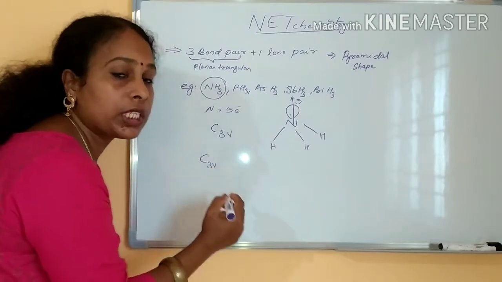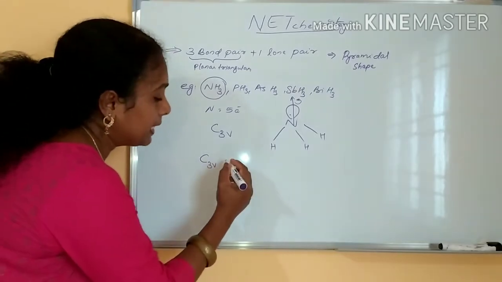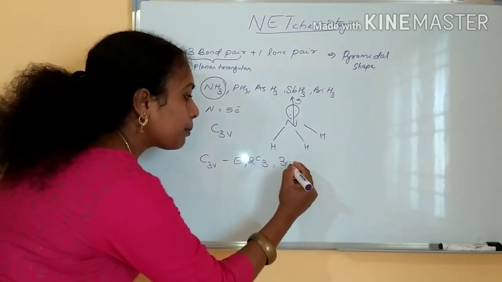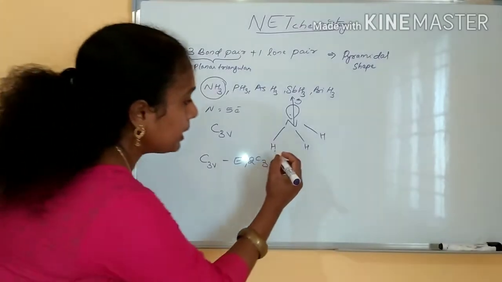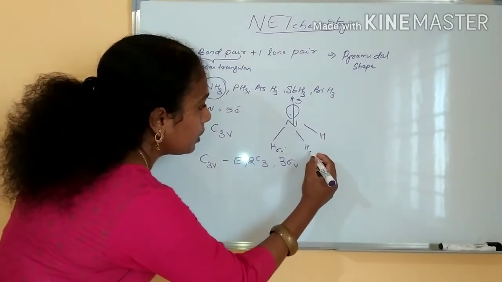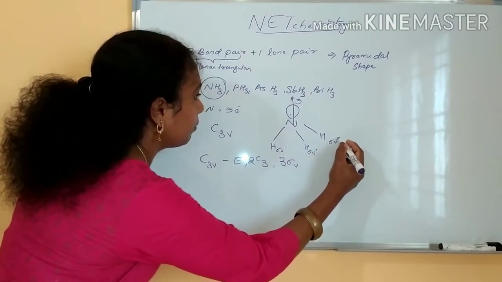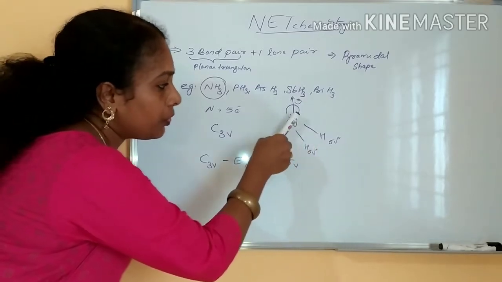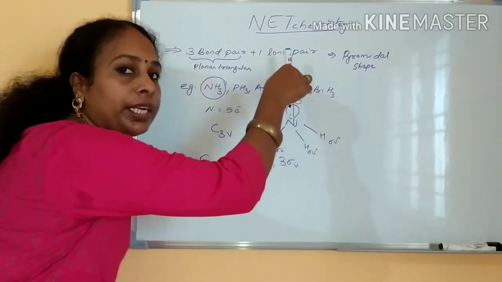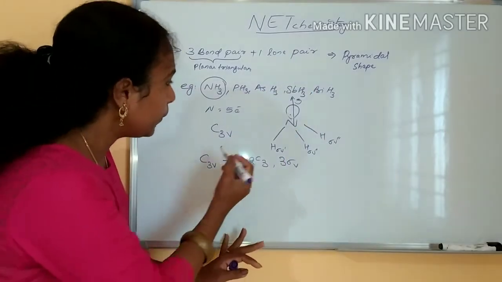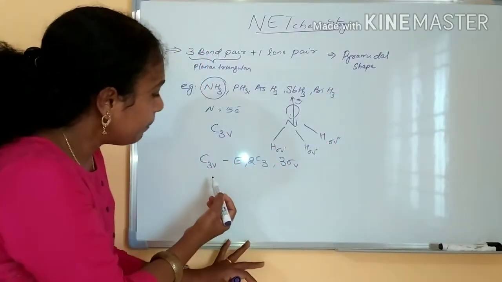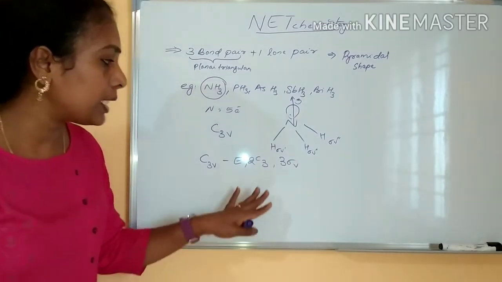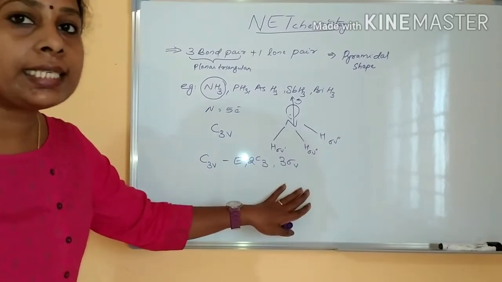What are the symmetry operations for the C3V point group? E is there, 2 C3s are there, and 3 sigma V's are there. One sigma V is through one N-H bond, another through the next N-H, and the other through the third N-H, and the C3 is through nitrogen and the middle. You should know the shape of the molecule, pyramidal, which point group it belongs to, C3V, and the symmetry operations E, 2 C3 and 3 sigma V. Clear?